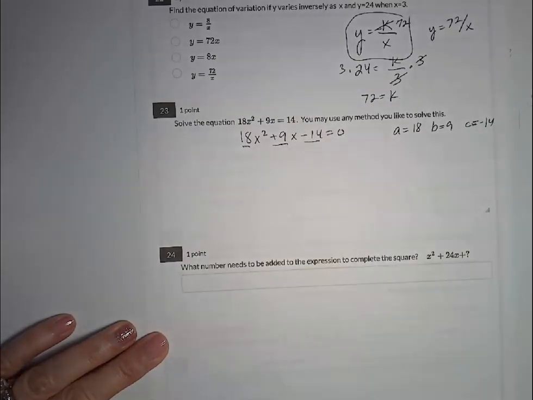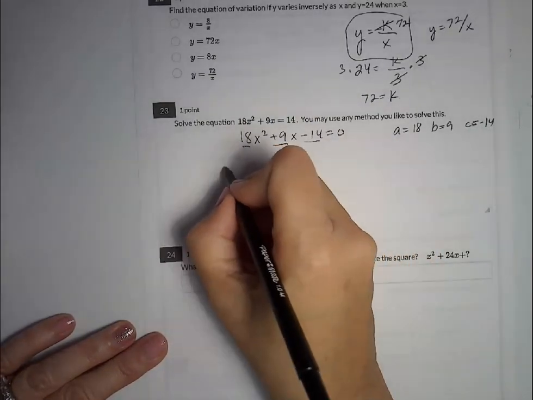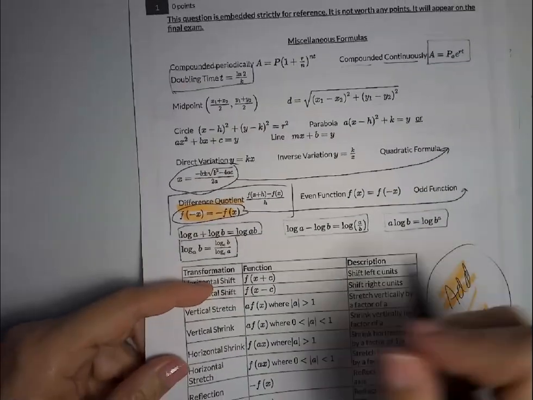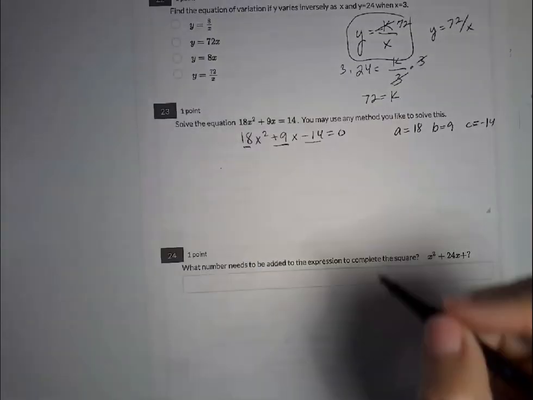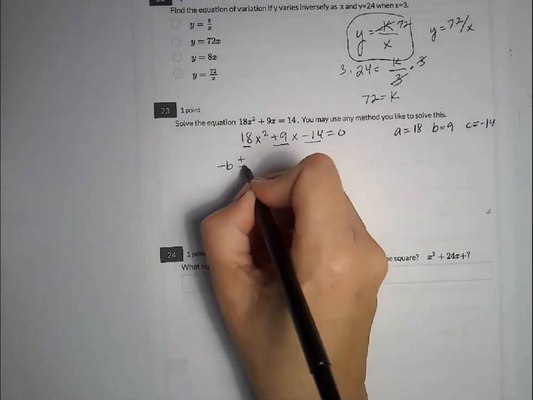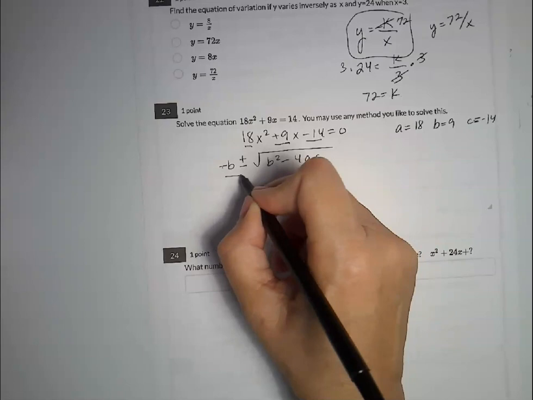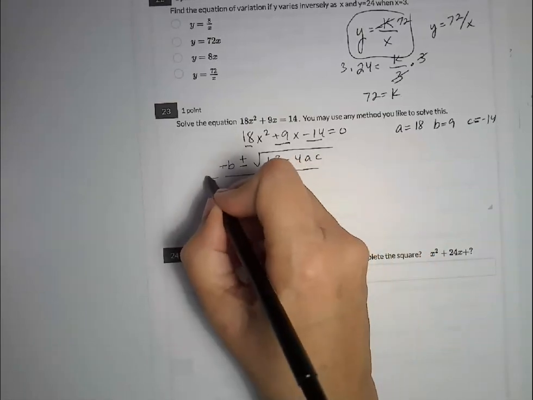So I'm going to use my quadratic formula, and I'm going to write it out. I gave it to you on the first page, so just be familiar with where it's located on yours. Negative b plus or minus the square root of b squared minus 4ac, all over 2a.